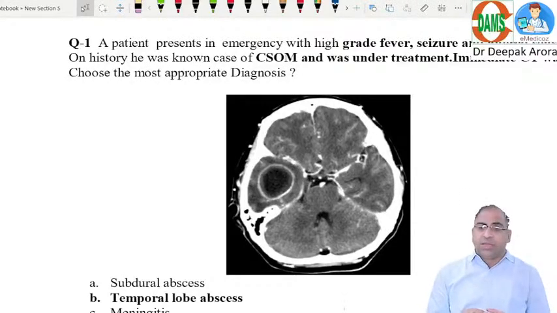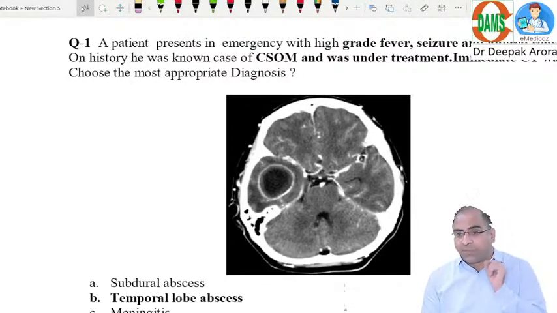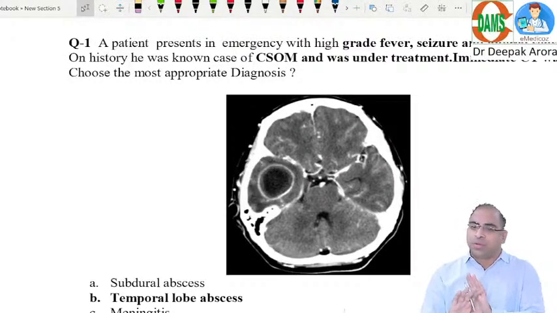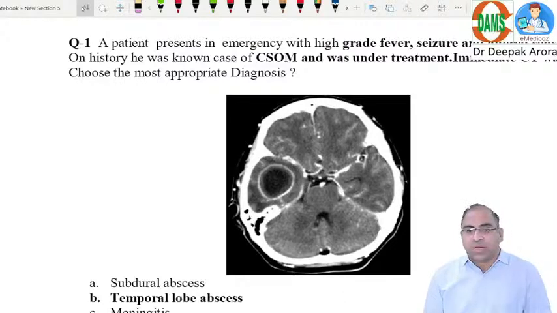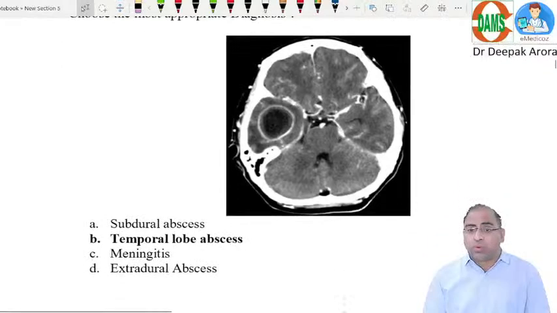In this session, I'll be giving you 20 MCQs. Along with 20 MCQs, I'll be giving you all the important topics. Very humble, very friendly request: go through this session nicely before your exam. Clear? So this is your temporal lobe abscess, the second most common.